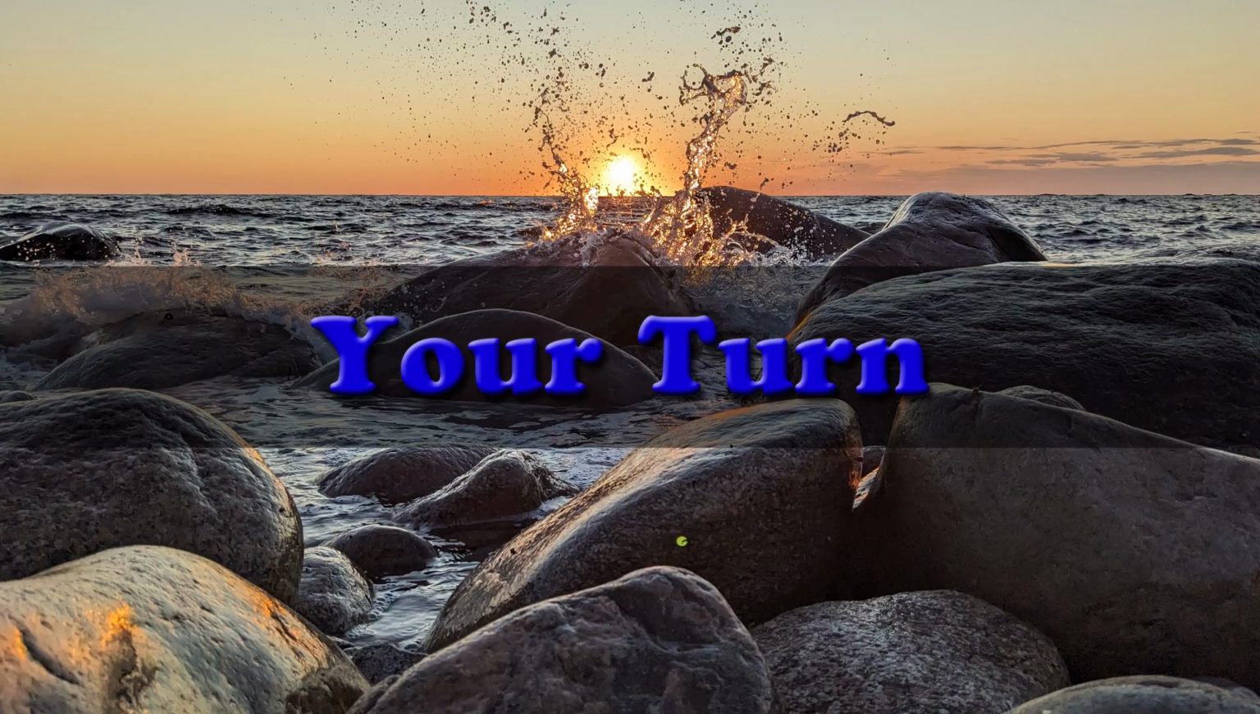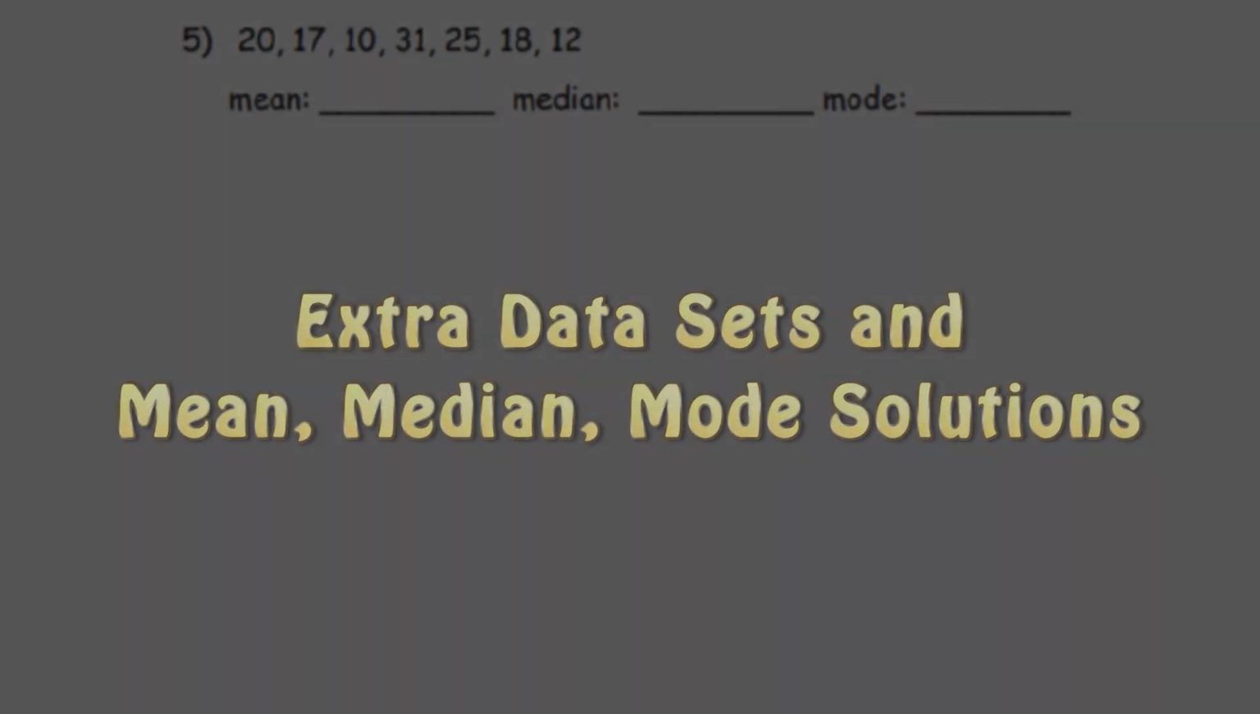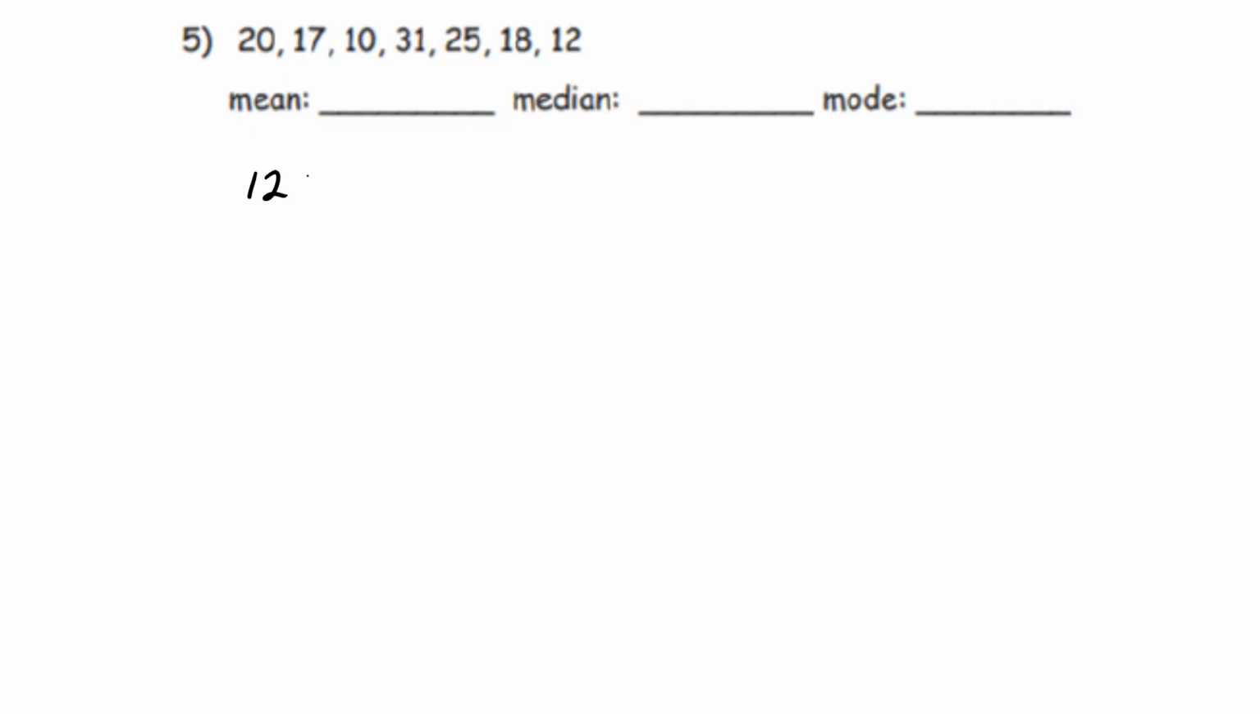Now it's your turn to tackle the homework. To find the mean, we add them all up. We end up with 120, and we have 7 data points. 120 divided by 7 gives us 17.14. So our mean is 17.14.